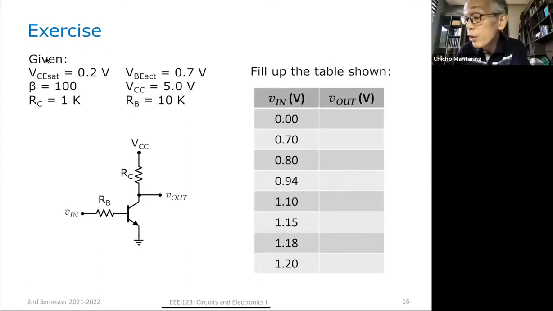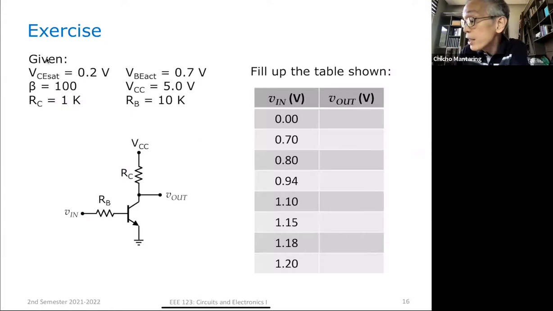Now, what are my transistor parameters? If you have a transistor, you can pick this up in the data sheet of your transistor. That is VCE SAT. Here I said VBE active, but actually that's just VBE really. And then beta. And then here I have VCC, RC, and RB. Okay, fill up the table below.